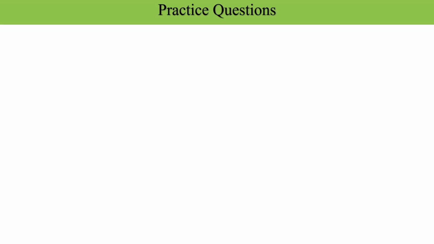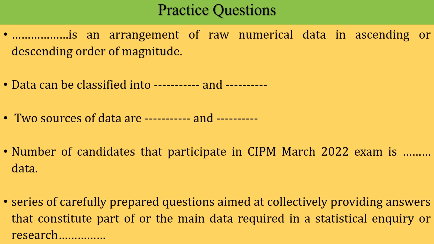Practice questions. Dash is an arrangement of raw numeric data in ascending or descending order. Data can be classified into dash and dash. Two sources of data are dash and dash. Number of candidates that participate in CIPM March 2022 exam is dash data. What type of data is that? Series of carefully prepared questions aimed at collectively providing answers that constitute part of or the main data required in a statistical inquiry or research is known as dash.